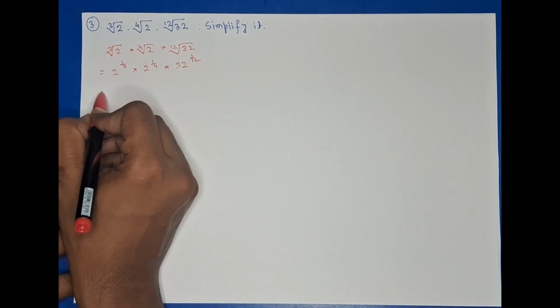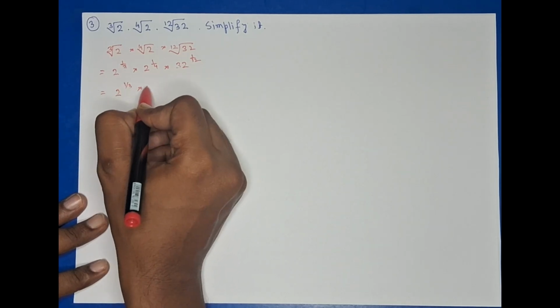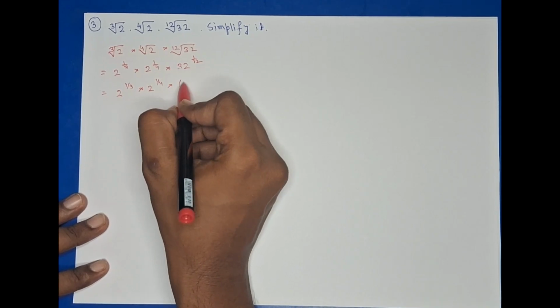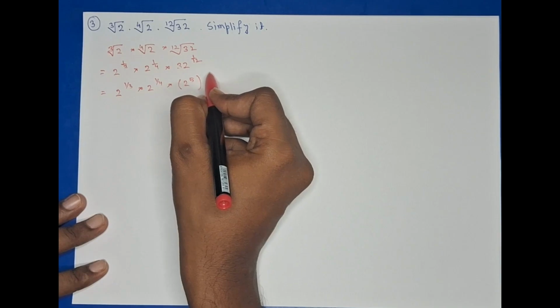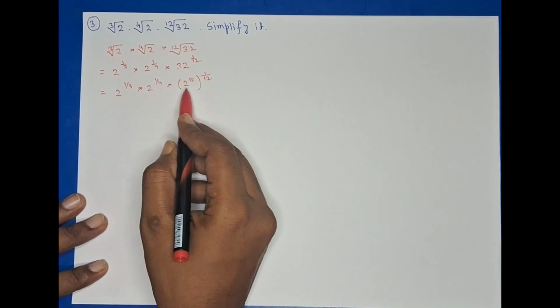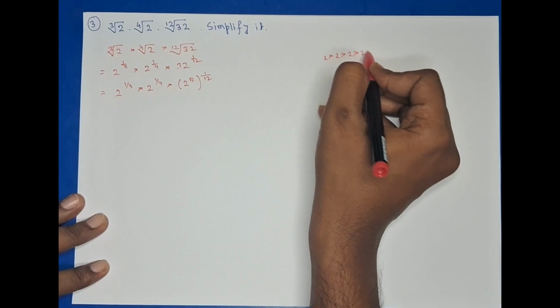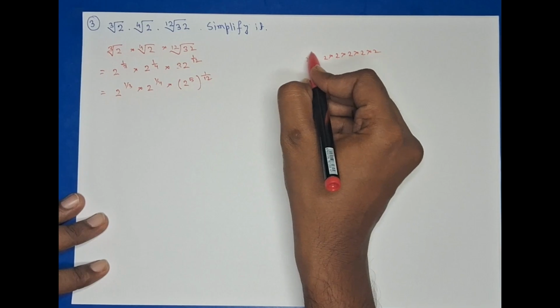Okay. Now we are again writing 2 to the power 1 by 3 into 2 to the power 1 by 4 into, can I write 32 as 2 to the power 5, whole to the power 1 by 12? 2 to the power 5 means 2 into 2 into 2 into 2 into 2. 1, 2, 3, 4, 5. 2 to the power 5 means.